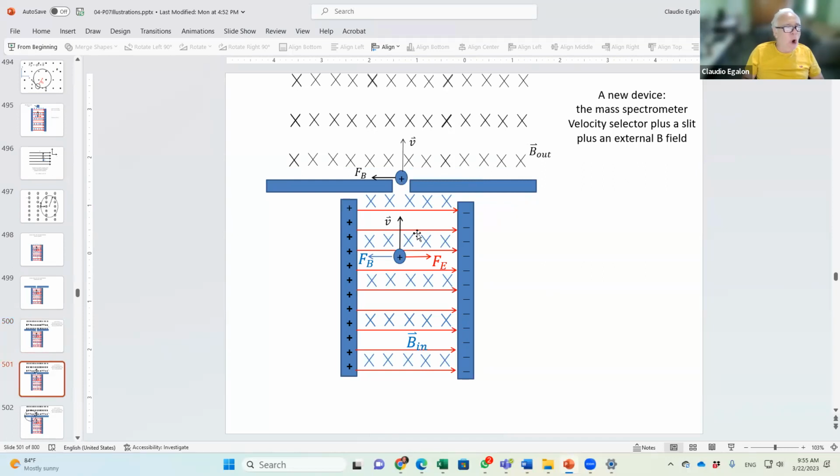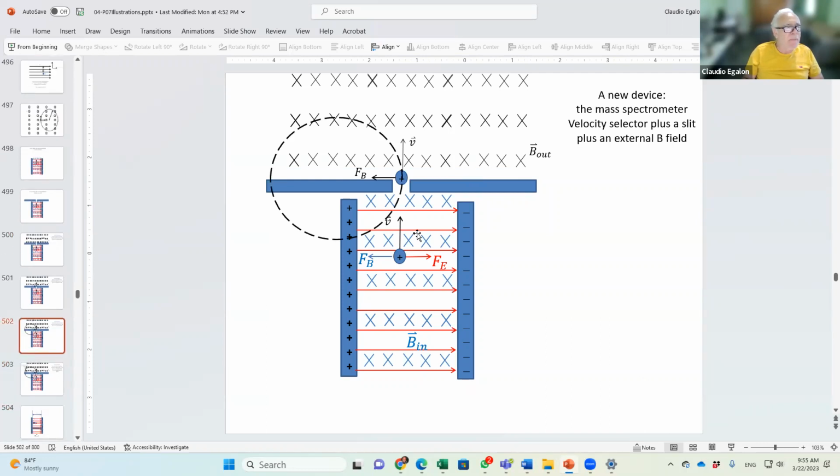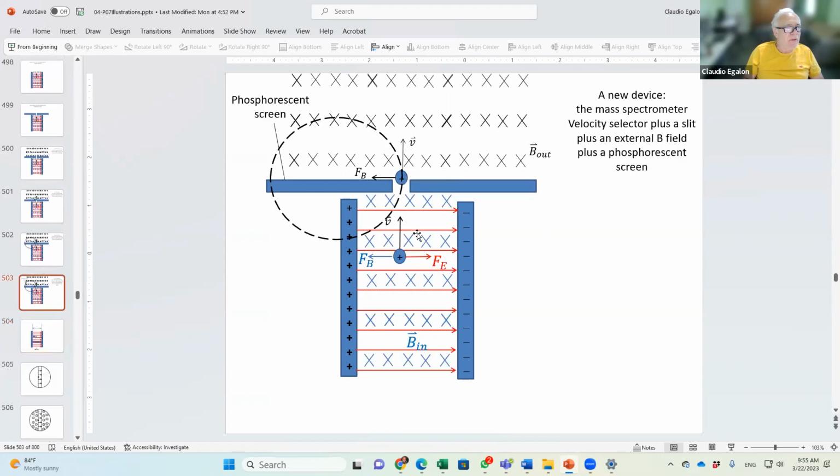When the particle is subjected only to the magnetic field, what is going to happen? This particle is going to describe a circular motion, a circular pattern. And we have here in this device a phosphorescent screen. When this charged particle collides with this phosphorescent screen, it's possible to see a glow, just like we see the glow of the northern lights. So the scientists measure this distance here, know the radius of this circular motion, and can extract information about the mass and the electric charge of the particle.